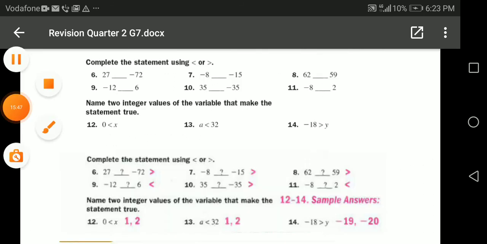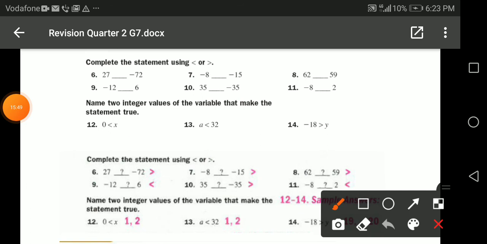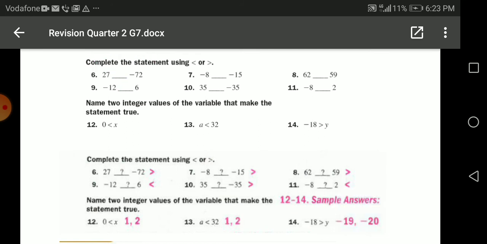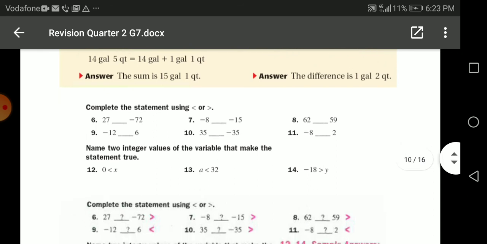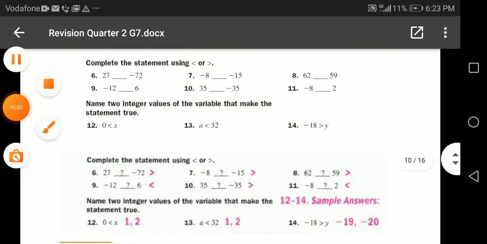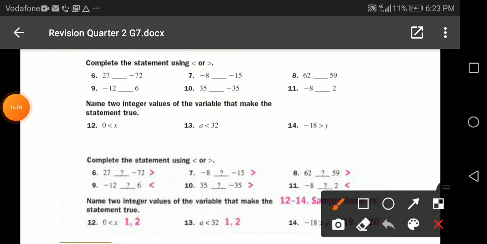Okay, what about this one? Complete the statement using greater than or less than. We have here this integer with positive and this one with negative. Of course, the positive is greater. For this one we have the negative. The negative is the opposite of positive. We have here 8 and 15. We know that 15 is greater, but in the negative it's the opposite. So negative 8 is greater than negative 15.